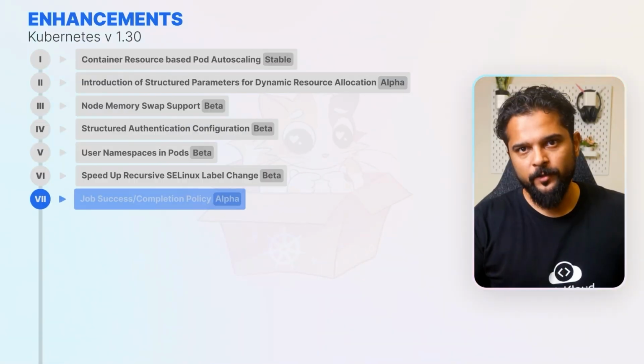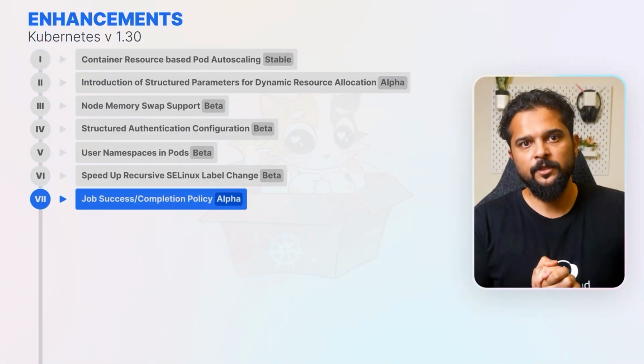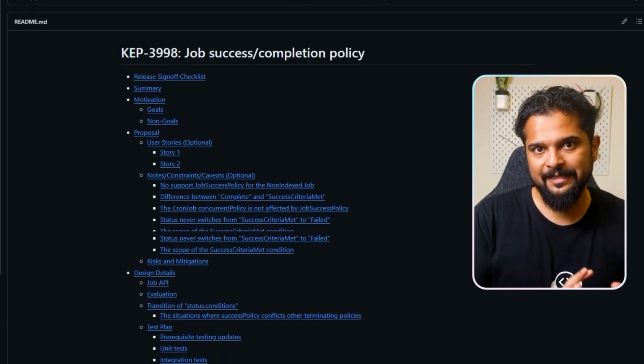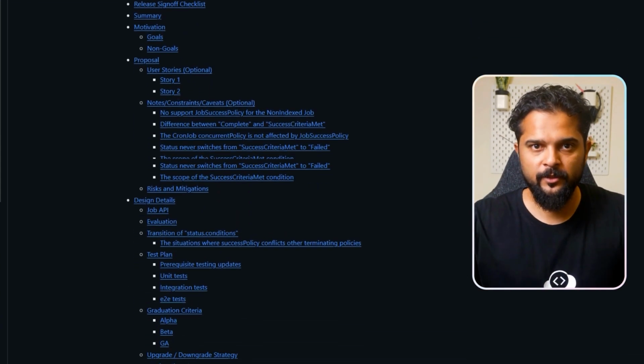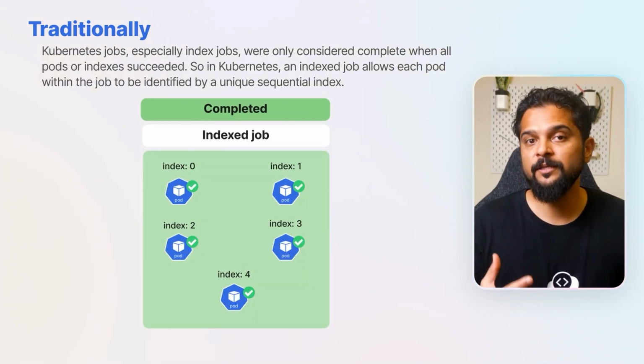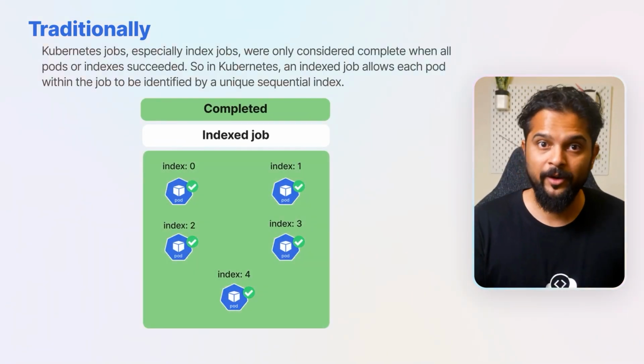Next, we have job success or completion policy that was introduced as an alpha feature. With the introduction of the job success completion policy in Kubernetes version 1.30, Kubernetes now offers enhanced flexibility for executing batch jobs, particularly beneficial in complex fields like machine learning and scientific research. Traditionally, Kubernetes jobs, especially indexed jobs, were only considered complete when all pods or indexes succeeded.